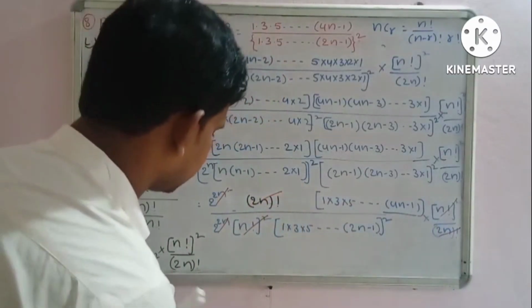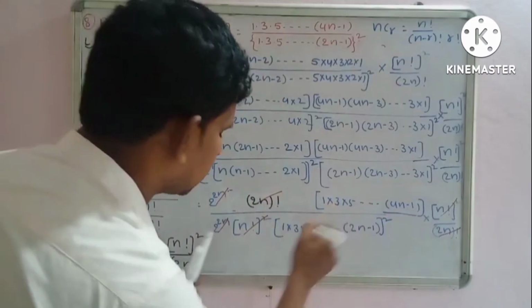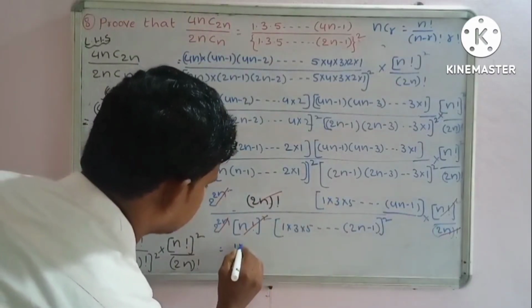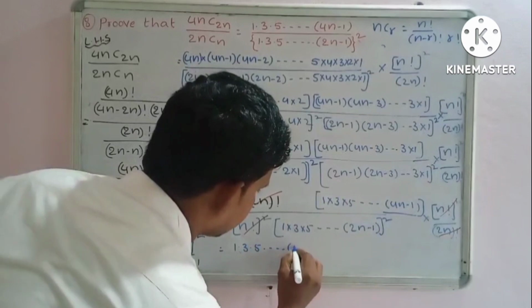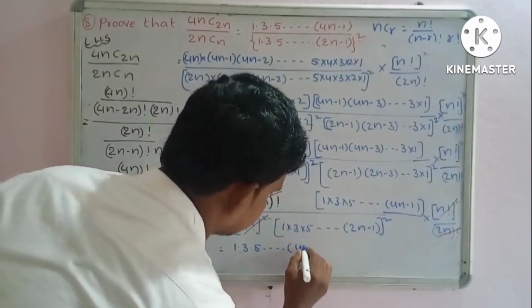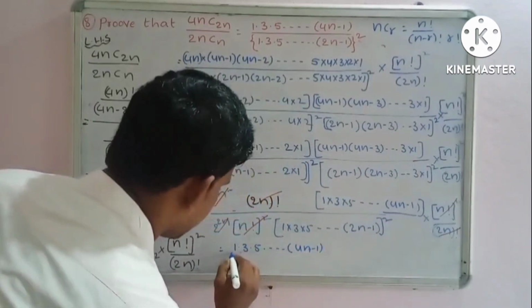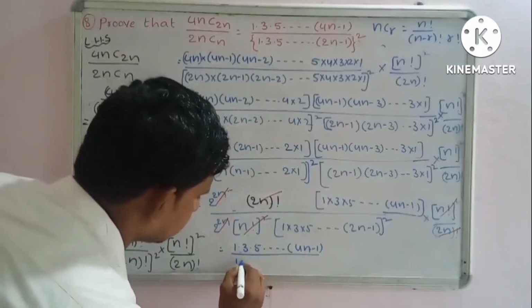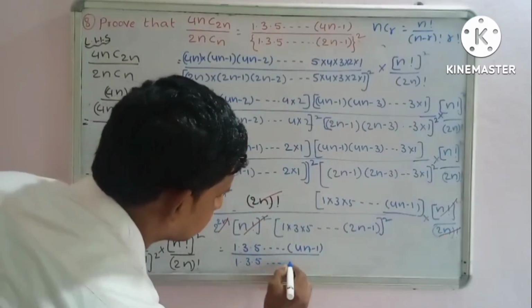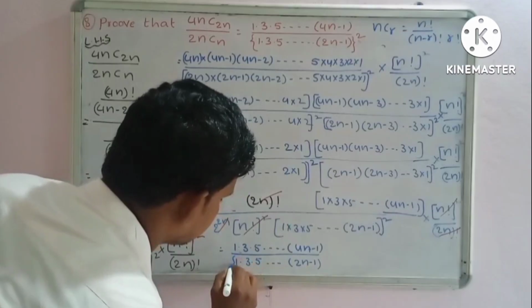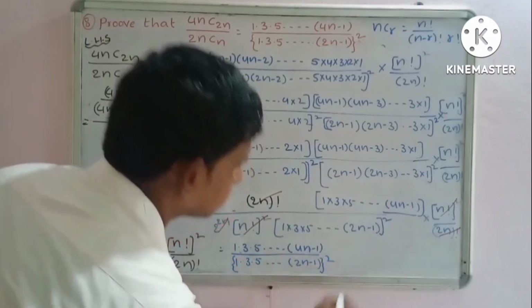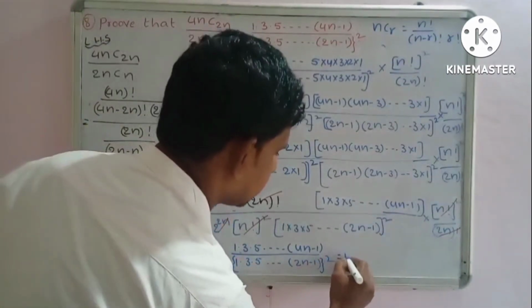So see the last term: 1 into 3 into 5 into so on up to 4n minus 1, by 1 into 3 into 5 into so on up to 2n minus 1 whole square, which equals the RHS.